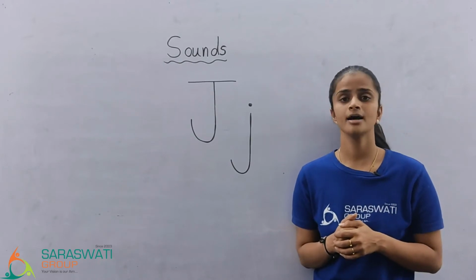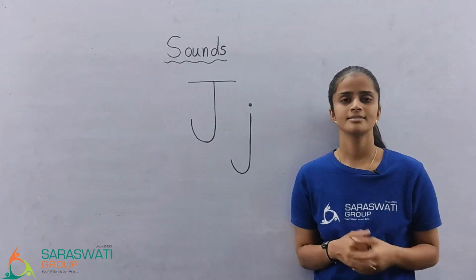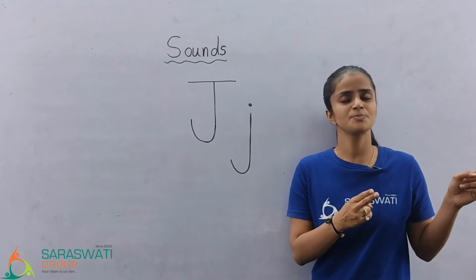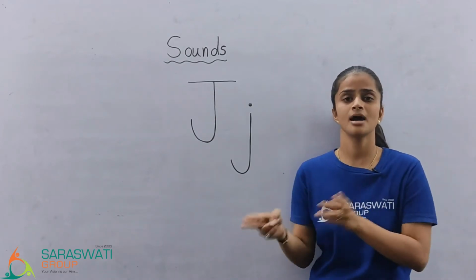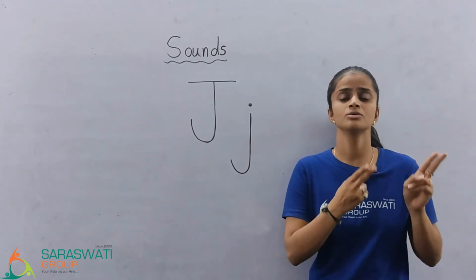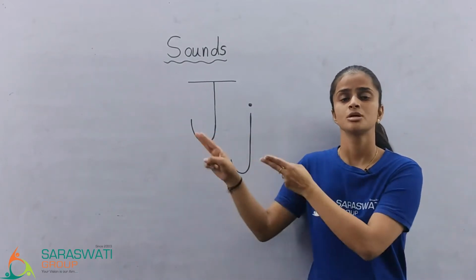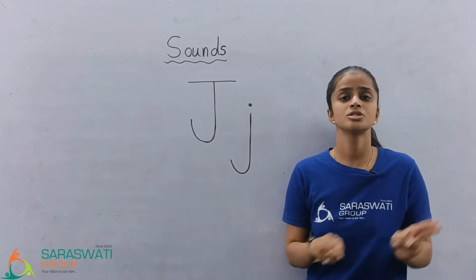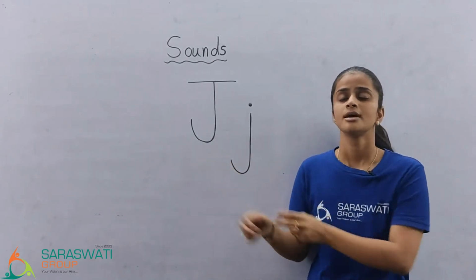Letter J sounds J. Yes, now keep your fingers like this and speak. Letter J sounds J, J, J. Letter J sounds J, J, J. Letter J sounds J, J, J.